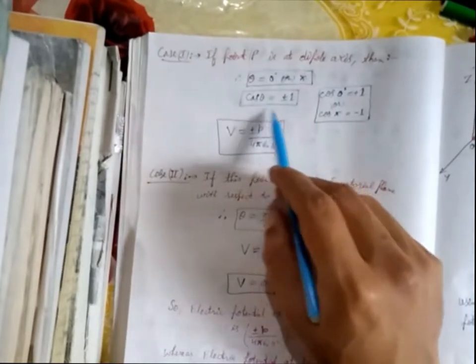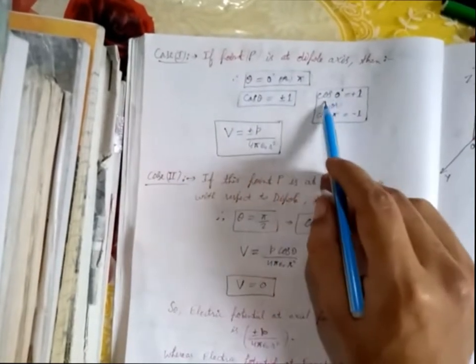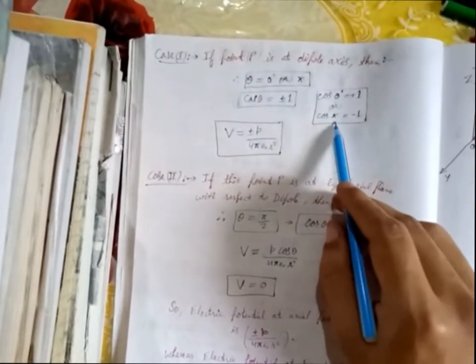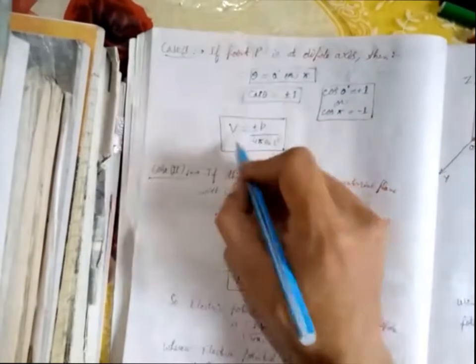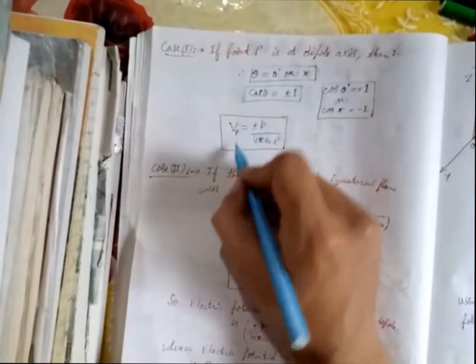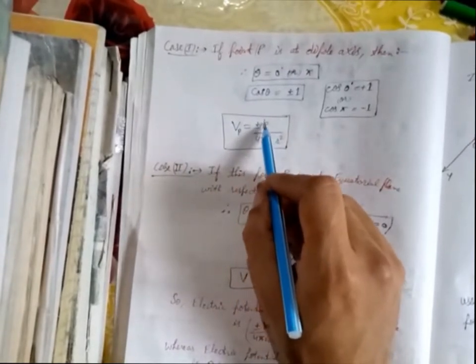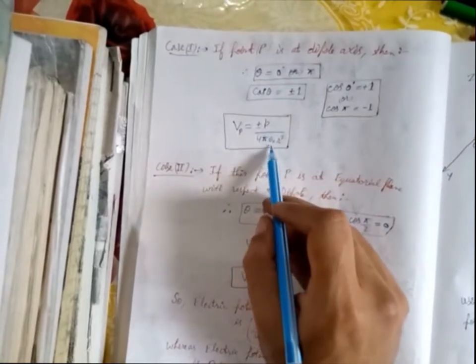So cos theta we are getting plus 1 or minus 1. For cos 0 we get plus 1. For cos pi, cos 180, we get minus 1. So the value of potential at point P, V of P, will be plus or minus dipole moment small p upon 4 pi epsilon naught r square.